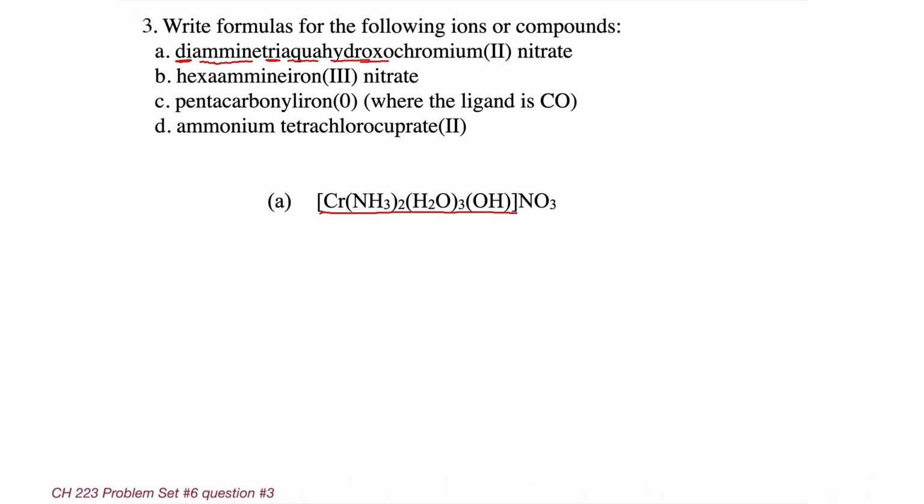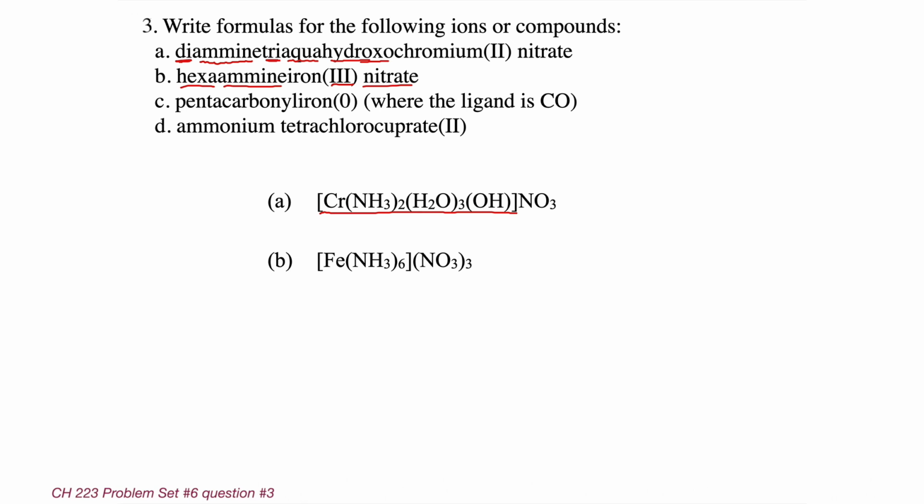Oh, exciting. Next one. There's a Greek prefix, hexa, that means 6. 6 ammonias. So this is going to be iron, Fe, with NH3, 6. And notice that this is an iron +3. Now, ammonia doesn't have a charge. This is iron +3. Nitrate's -1. We need to make it neutral. So it looks like we're going to need 3 nitrates.